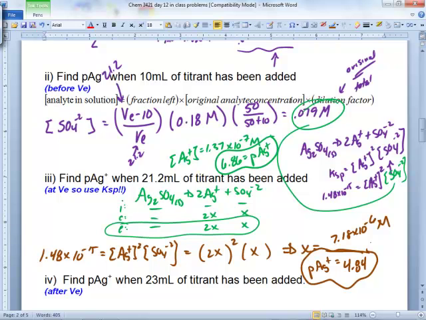So you multiply your X times 2. Then you'll have your silver ion concentration. And then negative log of it.